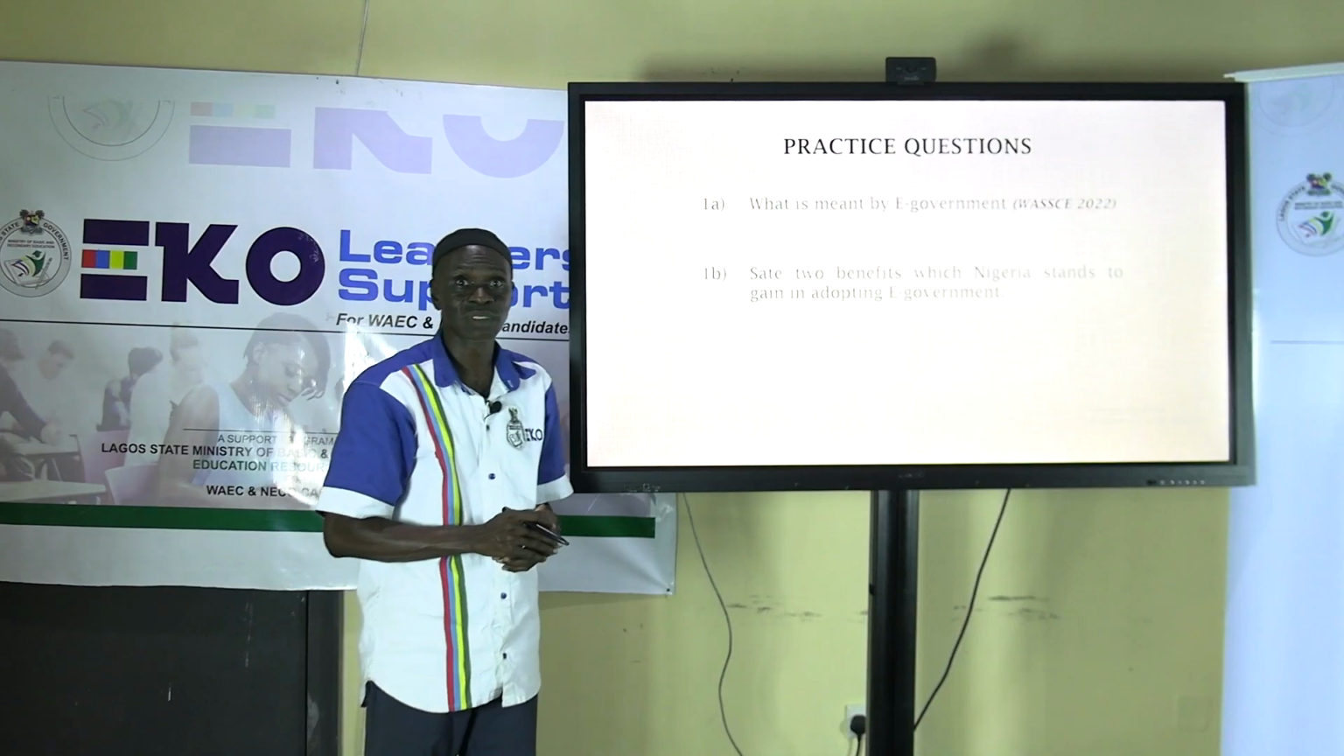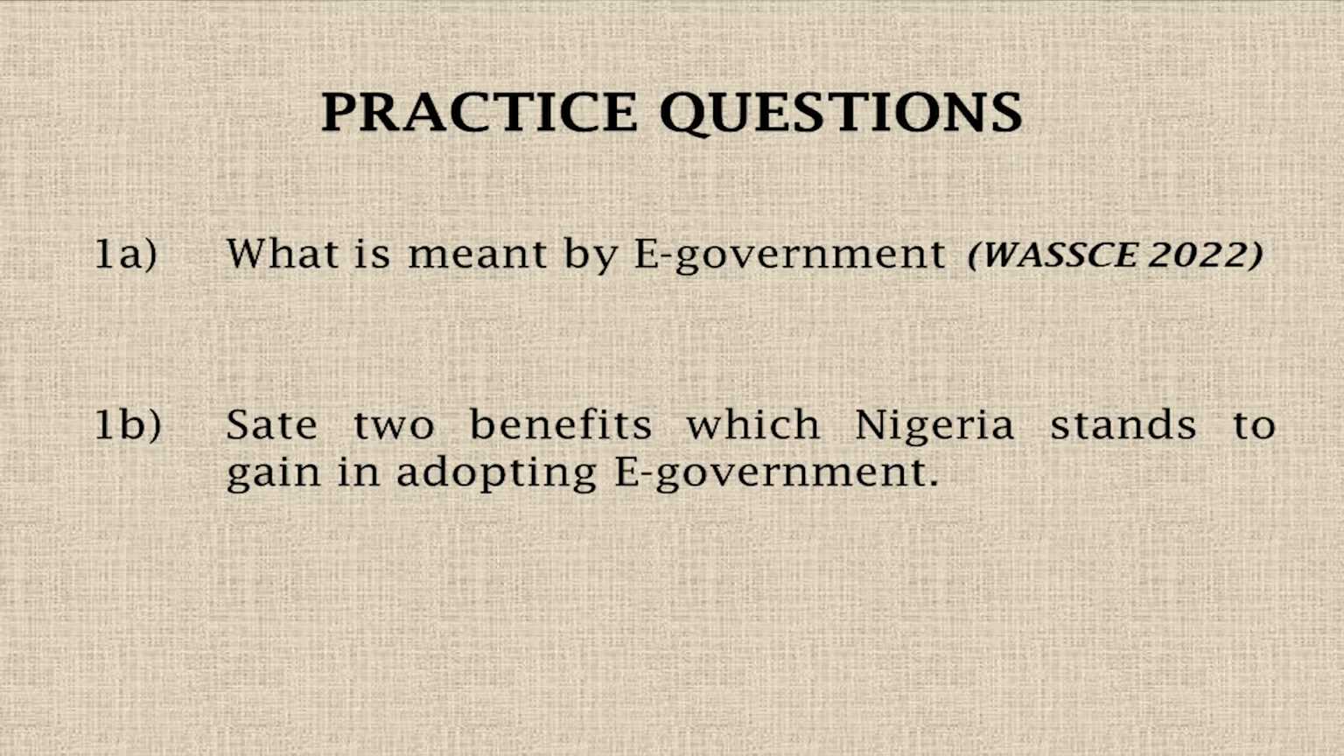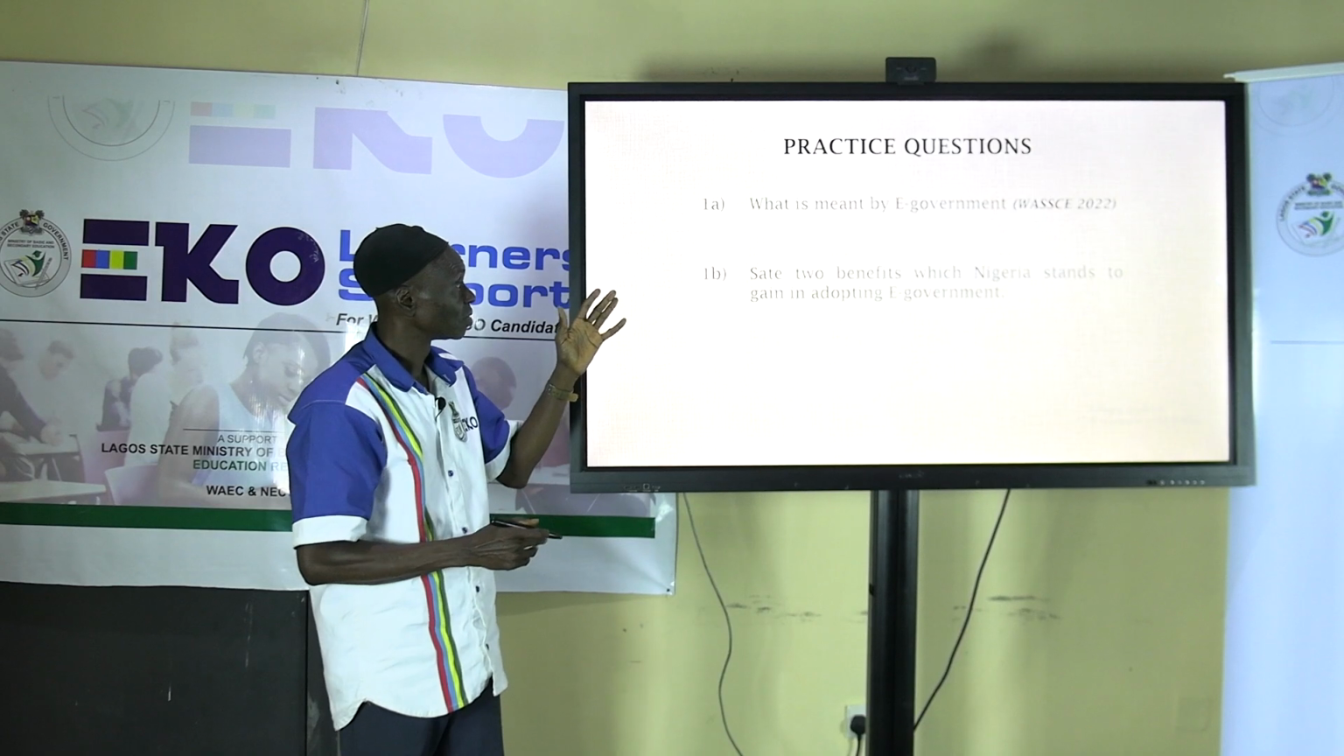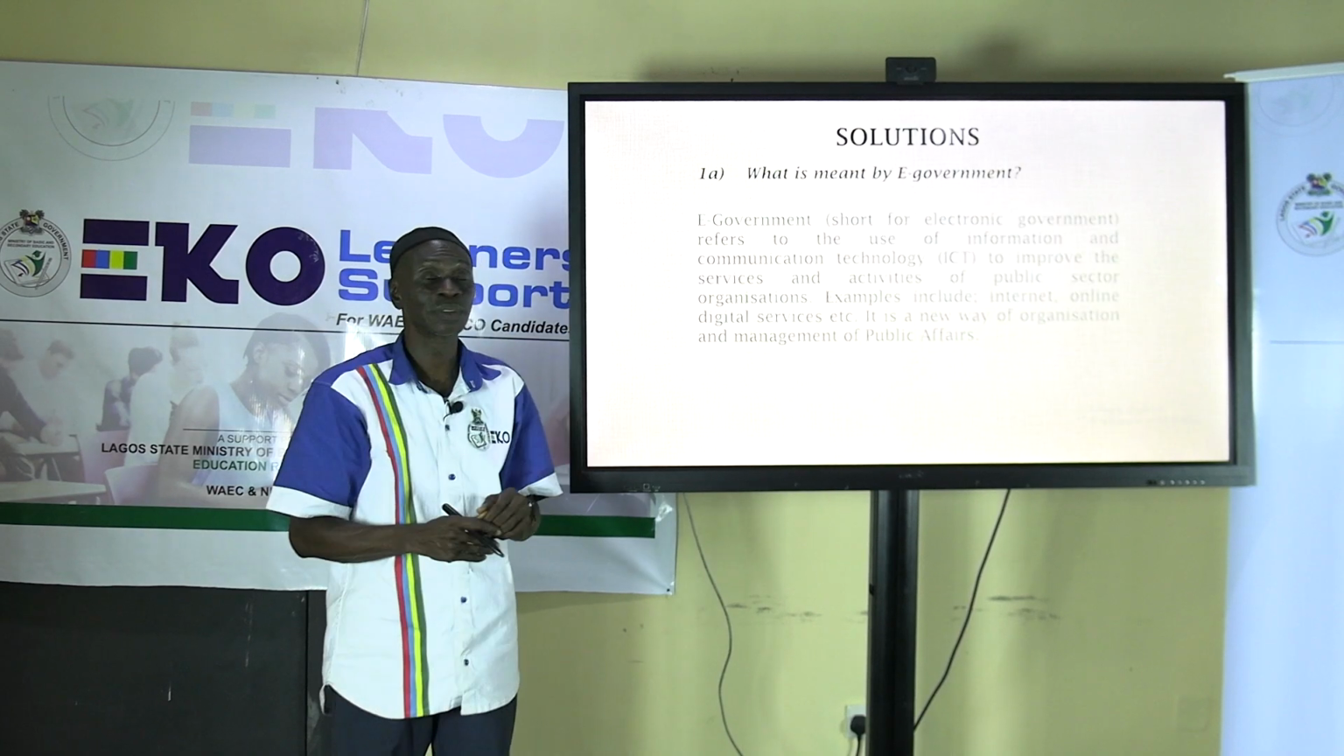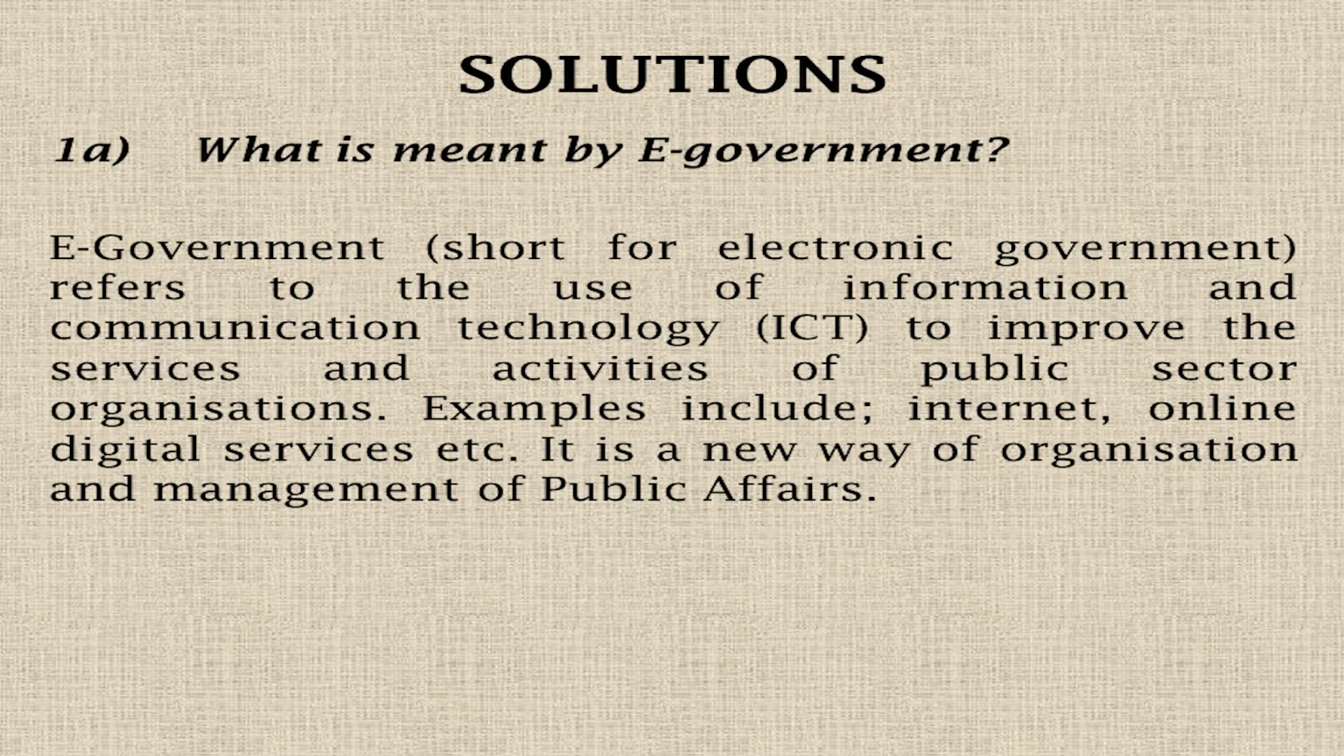Let's look at these questions for practice. What is meant by e-government? You can check, this was exactly the way it was asked in the WASSCE of 2022. B. State two benefits which Nigeria stands to gain in adopting e-government. So these are the questions. Then we move on to solutions. 1A. What is meant by e-government?